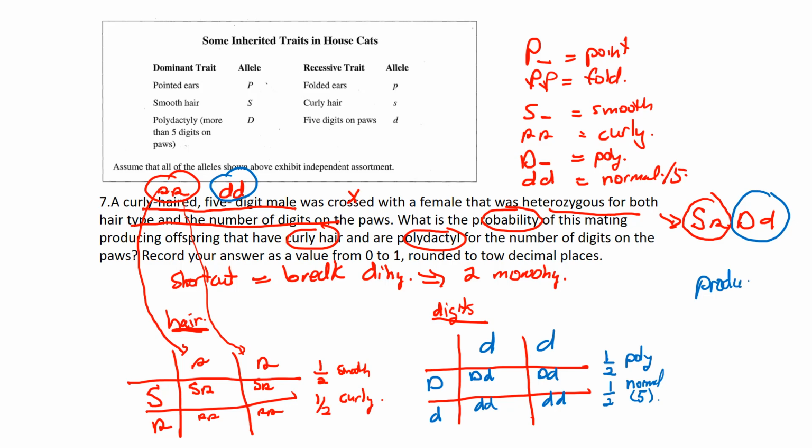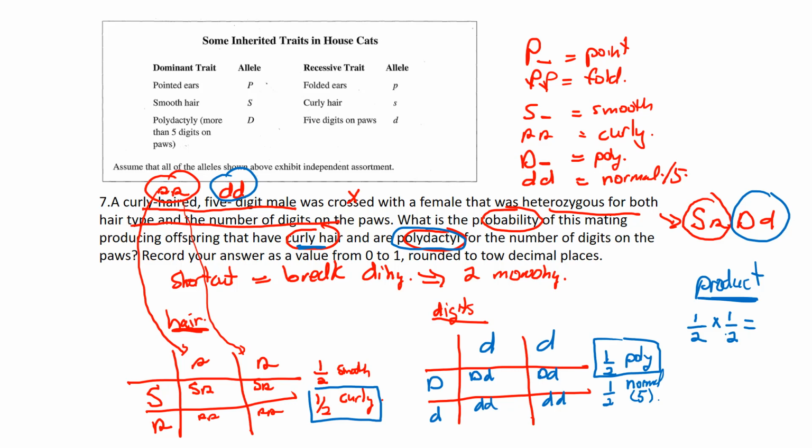And then we're going to bring these together to do what's called the product rule. We've talked about it with monohybrids before. It says here, what is the probability of mating these two parents and having an offspring that is curly? Well, we've already determined that. We said there's a one half chance of having an offspring that is curly. But we're going to bring that together in the product rule and multiply that fraction with the probability of that offspring being polydactyl. And again, we've already determined that with our monohybrid, one half.